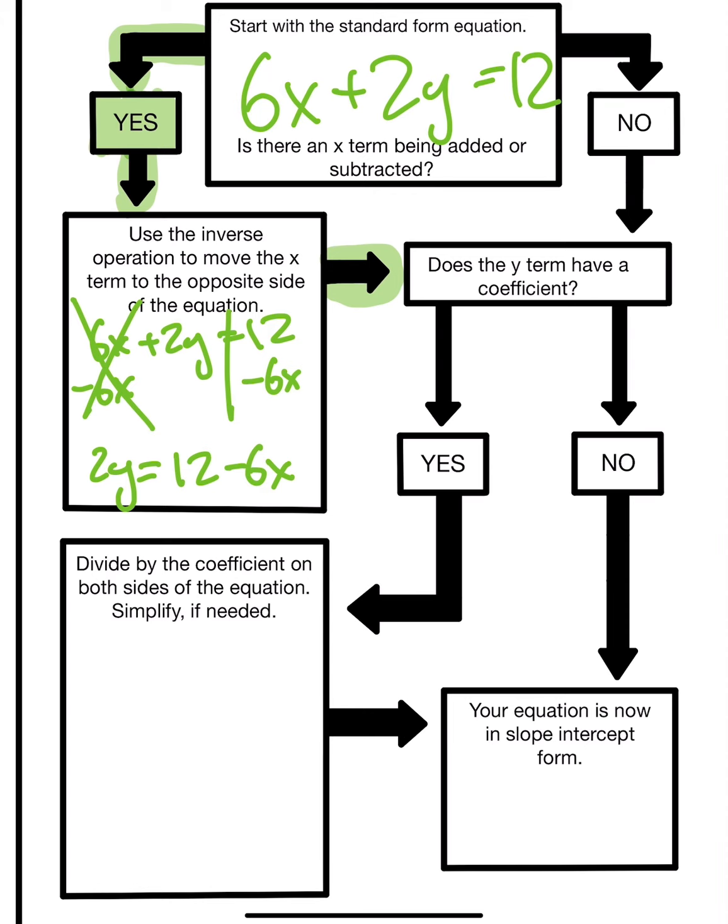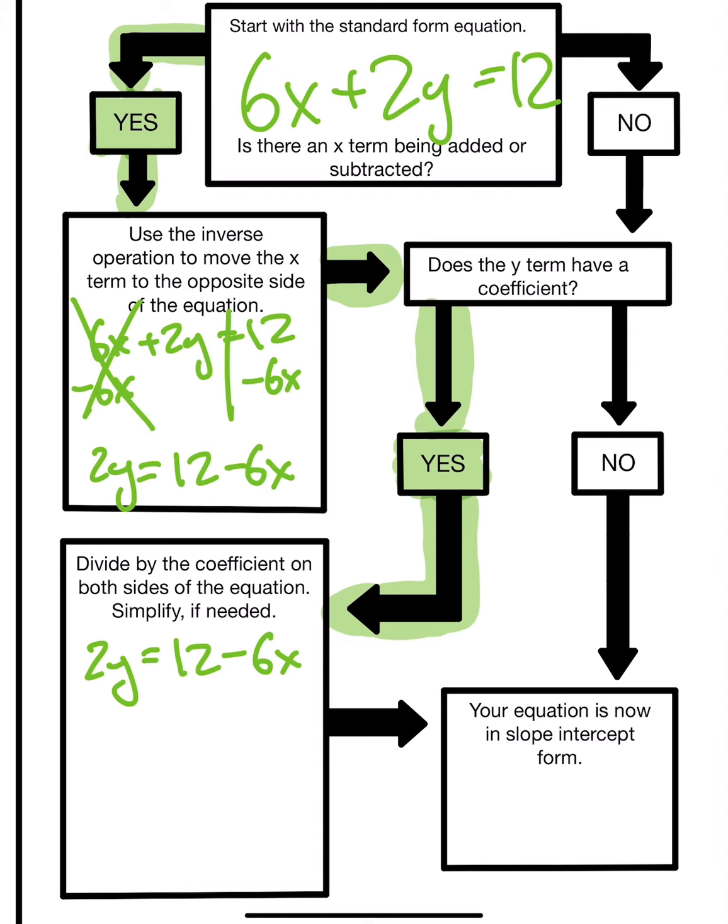So we are going to take our highlighter, highlight down to the yes box, follow the arrows down to the next box that we have here. And it says divide by the coefficient on both sides of the equation. Simplify if needed. Okay, so I'm just going to rewrite the equation that we have here from the last step that we did. 2y equals 12 minus 6x. All right, and now it says to divide by the coefficient.